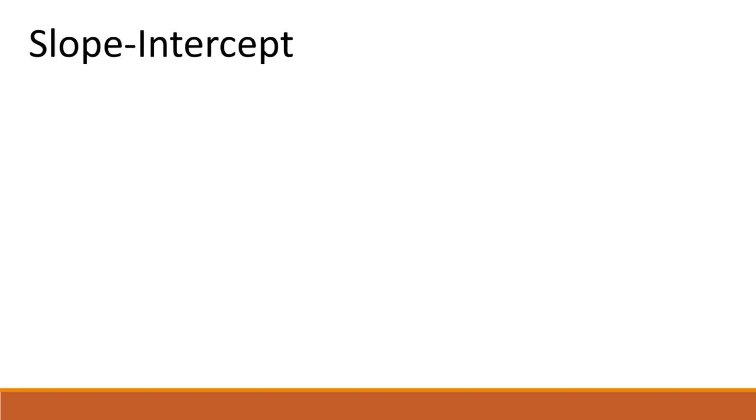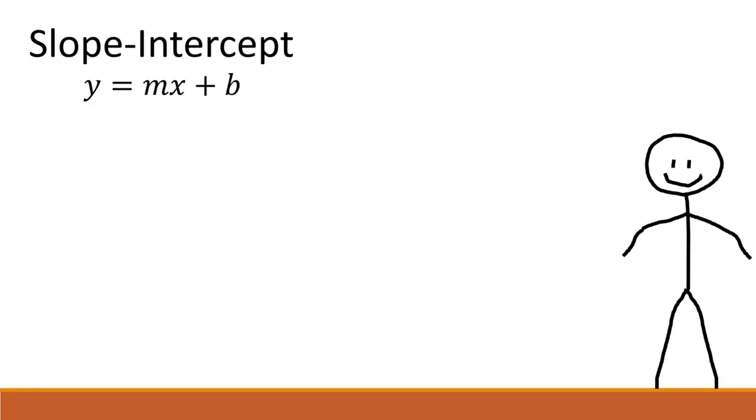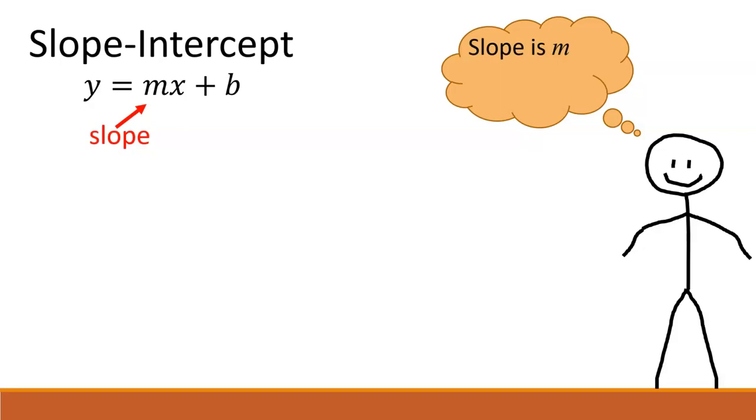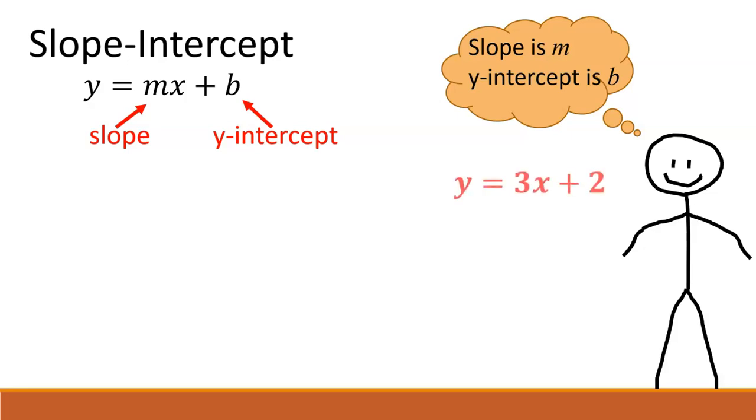One of the most common ways to write the equation of a line is slope-intercept form. That probably looks familiar to you. In slope-intercept form, the m, the number that multiplies the x, is the slope of the line, and the b, that's the constant term, is the y-intercept of the line. So if we've got an equation of a line y equals 3x plus 2, we know that the slope of the line is 3, and the y-intercept is 2.